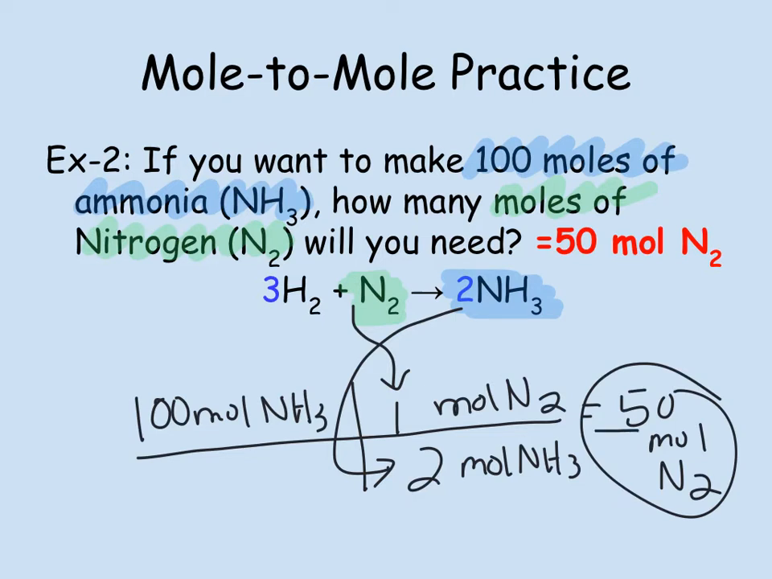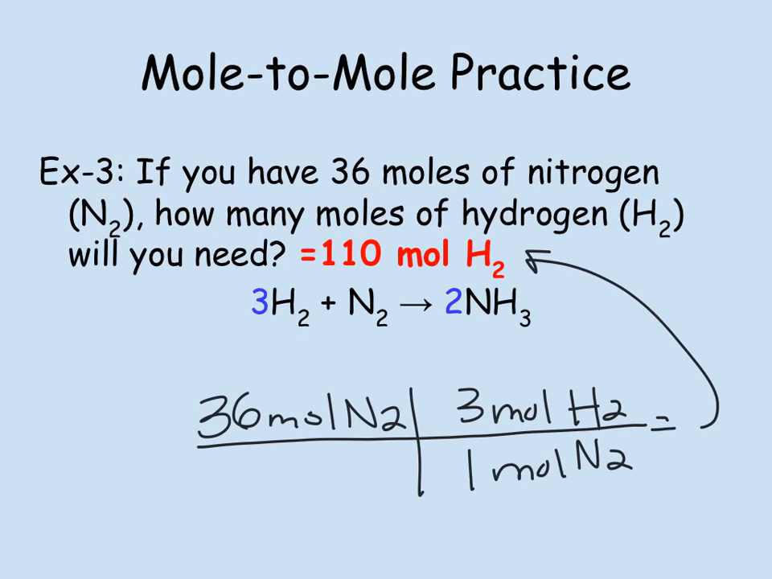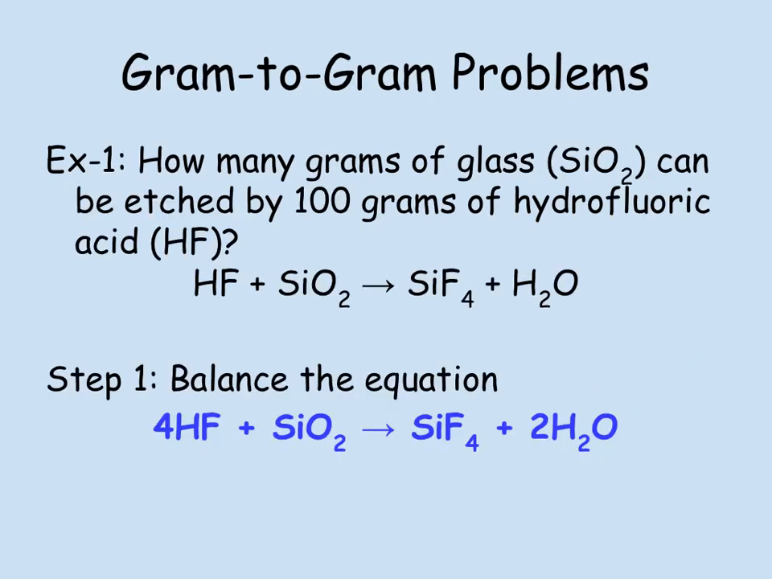It has a value, it has a unit, it has a substance. For this calculation, it's the same idea. Looking at the equation, I need 3 times as much hydrogen as I need nitrogen. So if I have 36 mole of nitrogen, multiply by 3, and that's how much hydrogen I have. There's a lot of logic in these. Make sure that your answers make sense.